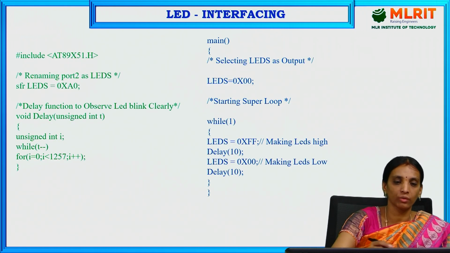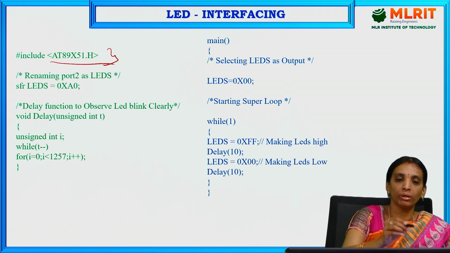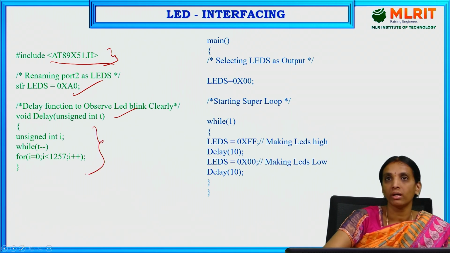So this is the required program for interfacing an LED to the 8051 microcontroller. This is the preprocessor directives. These are the bit declarations, and these are the function declarations, and this is the delay function which is used for on and off.